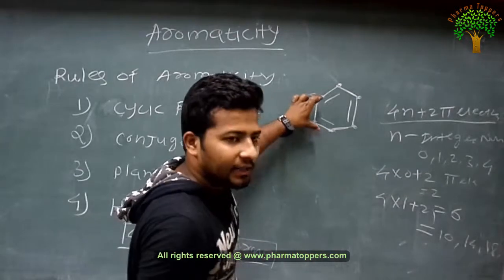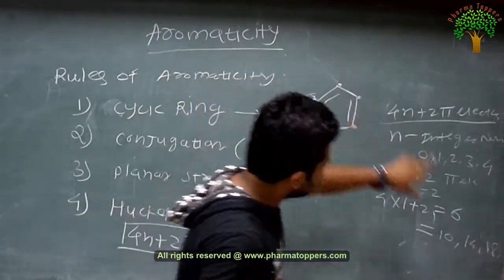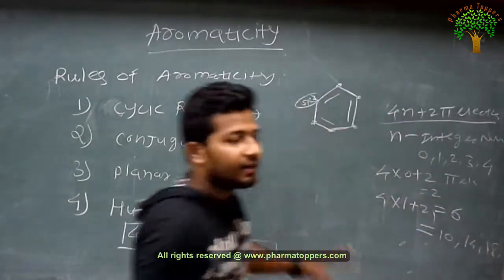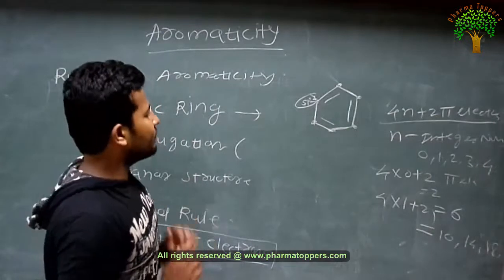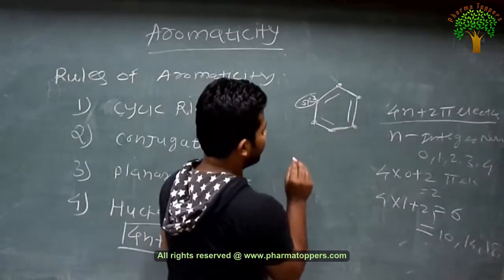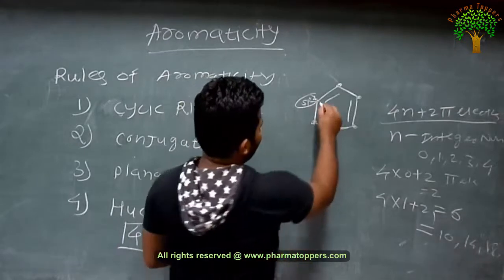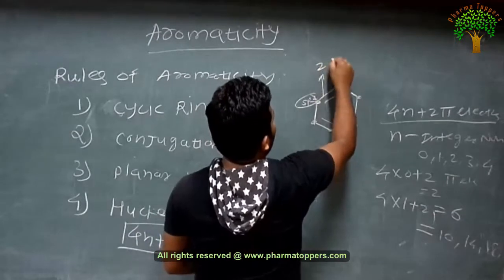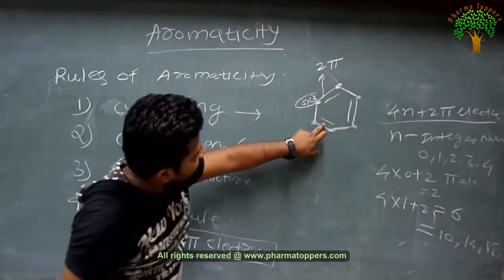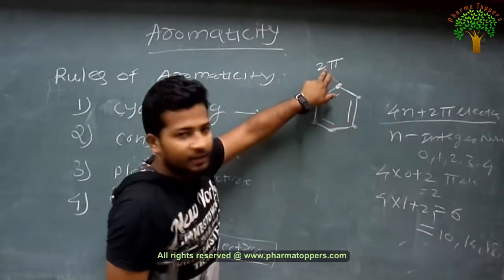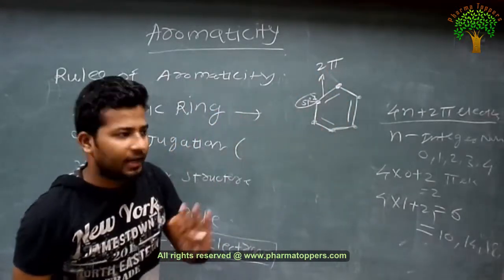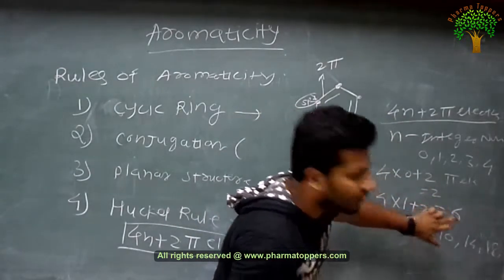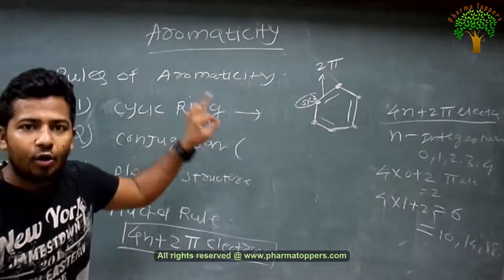If the number of pi electrons in the structure is equal to this number, 2, 6, 10, 14, 18, then this will be aromatic. Suppose we take an example, benzene. Benzene contains 6 pi electrons. How? Each double bond contains 2 pi electrons. Benzene has 3 double bonds: 1, 2, 3. It means 2 into 3, 6 pi electrons. If you see the rule of Huckel, it contains 6 in this rule. That's why this is called the aromatic structure.